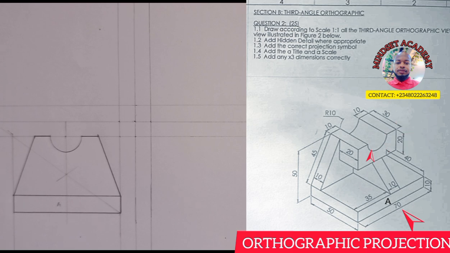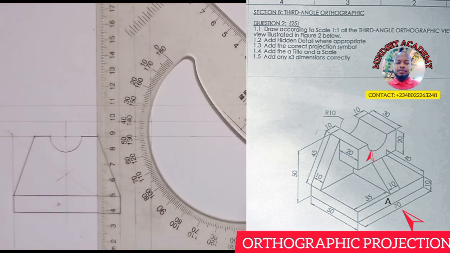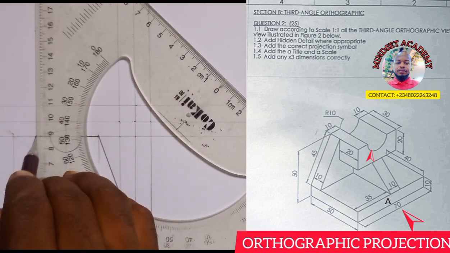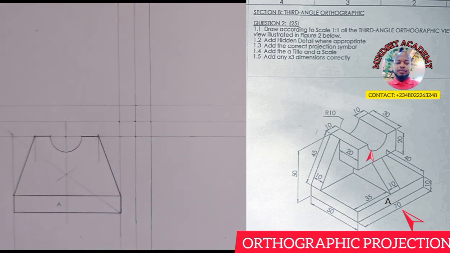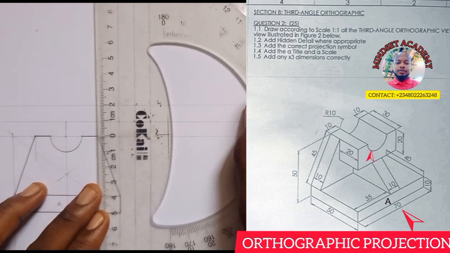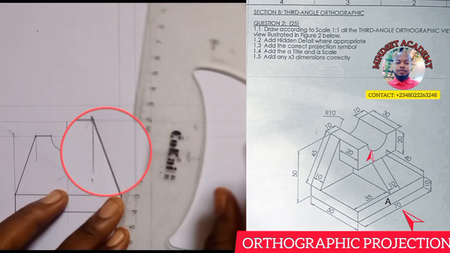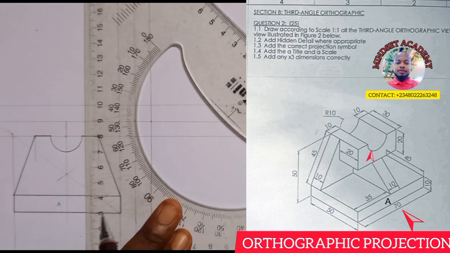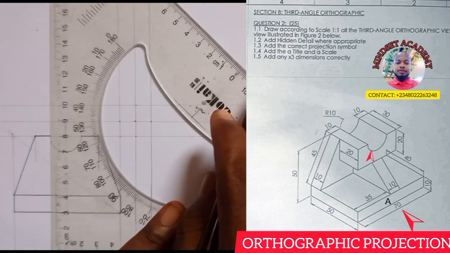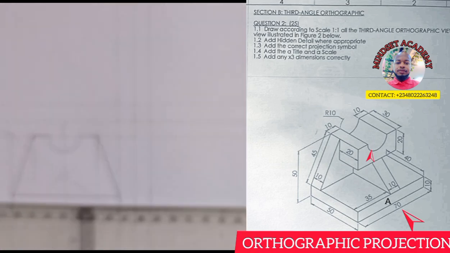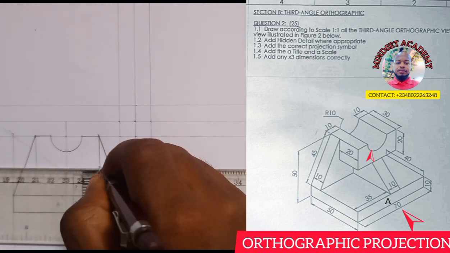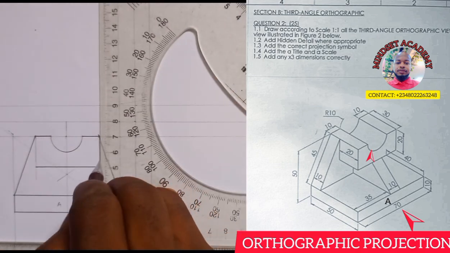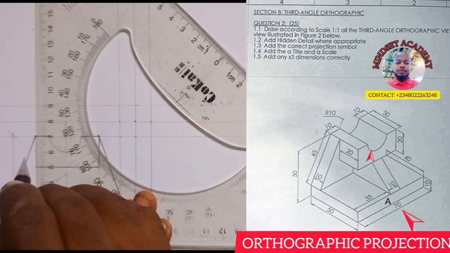So at this end here, I'll draw a line down. At this end here, I also draw that line down. So I'll measure the depth of what? 20. So from 0 to 2 is 20. Right? So that is what we have. And this one is coming down. So I'll just close it up and I'll thicken it. And I'll also thicken here too, and I'll also thicken here too.